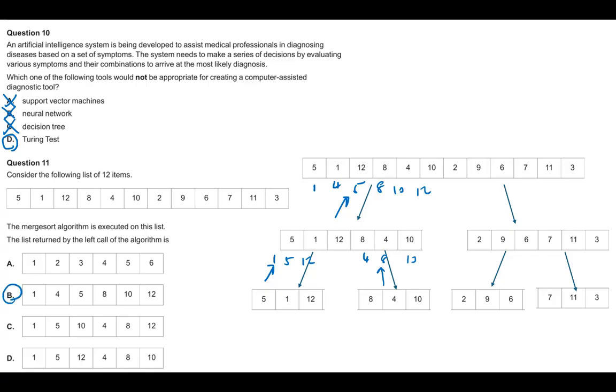So we can see that C and D are going to be related to deeper parts of the problem, but that's not the first left call, because it says the left call of the algorithm, that's just the very top. So it's not that one, not that one. And that will be the final answer. So the final step of the algorithm will merge our array 1, 4, 5, 8, 10, 12 with the one on the right, which I haven't written, and that will give us 1, 2, 3, 4, 5, 6, and a whole bunch of the rest of the numbers.